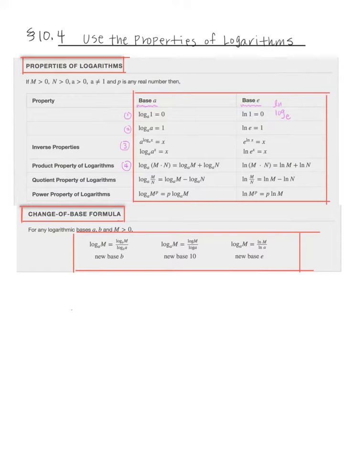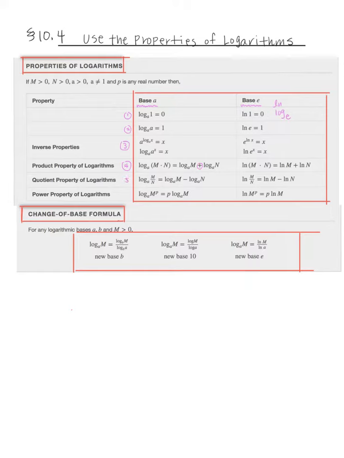If we got a log base A of m times n, it's going to become log base A of m plus log base A of n. So if you got a product, it's going to turn into an addition. Now same thing for the ln. We got ln of m times n. It's going to be ln of m plus ln of n.